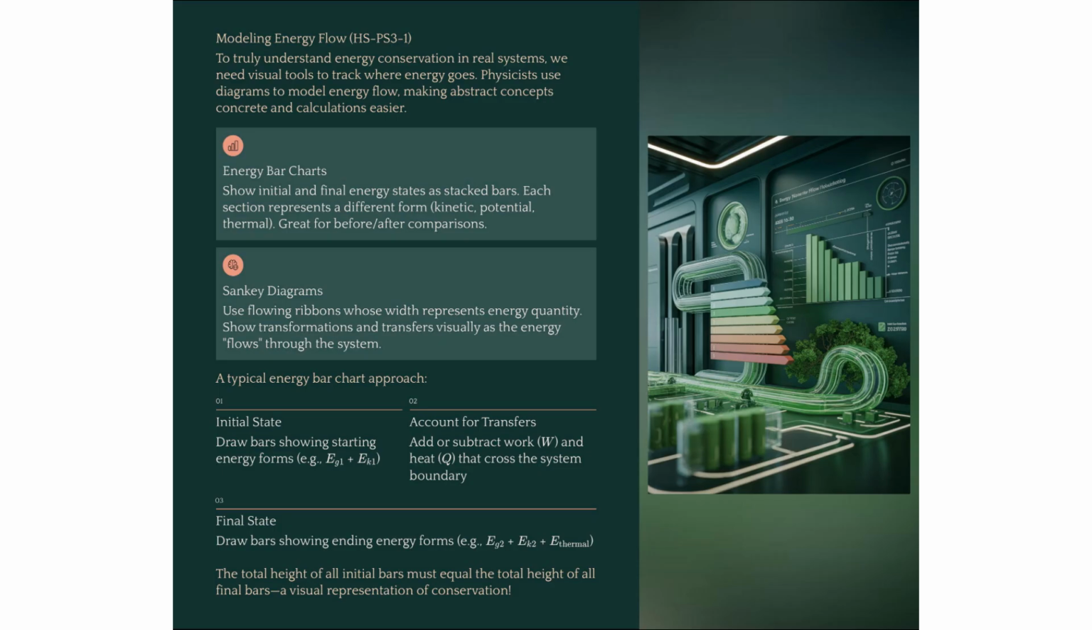To help visualize the conservation of energy, we often use models like a Sankey diagram or simple bar charts. These diagrams show the total initial energy as one large bar, and then show how that energy splits into different output forms like kinetic, potential, and thermal energy, or how work and heat are added or removed from the system. These models are the best way to satisfy the HSPS31 requirement to illustrate energy flow.